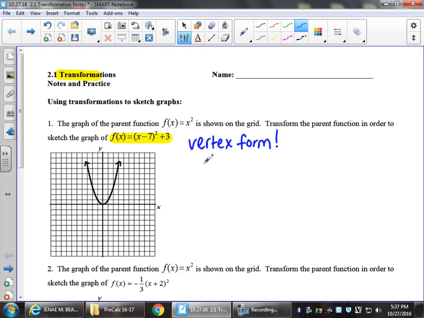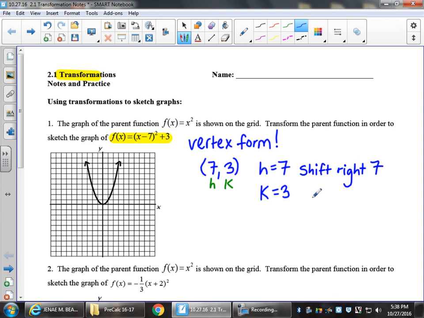So I know I can identify the vertex, 7, 3, which means I have h and k. We can say that h equals 7 and k equals 3. From our last couple days of notes on characteristics, I know that h is a horizontal shift. This will be a shift right 7. k will be a shift up, a vertical shift. Shift up 3.